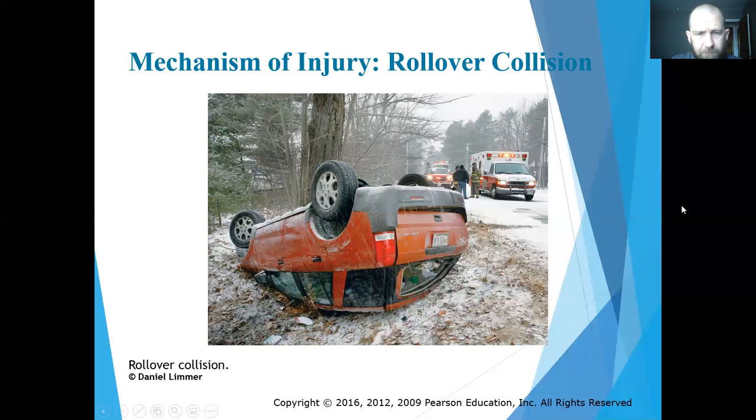Here's a rollover picture. So let's assume that our patient is inside of here, but they're not belted, right? Again, they're just going to bounce around in there totally unsecured. And so you have to expect basically any injury: head, neck, internal bleeding, long bone injuries, soft tissue injuries, things like that.